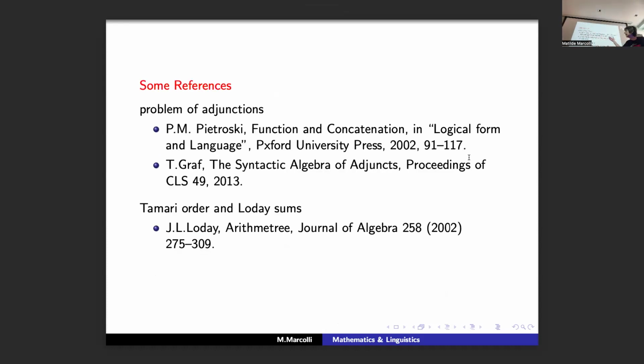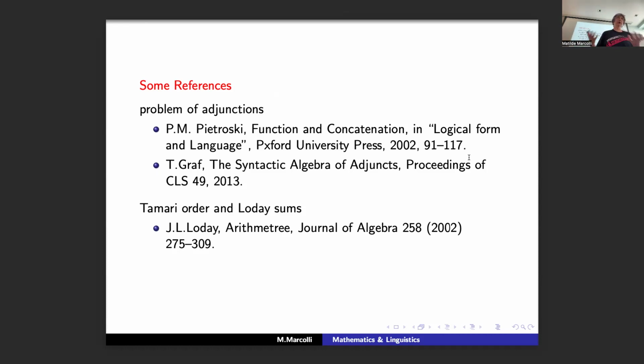There's this kind of question about what type of characterization you can give of which structures can be formed by chains of adjunctions, so sort of formulated in various places, and this is like this construction of Loday that you can use to answer this question.